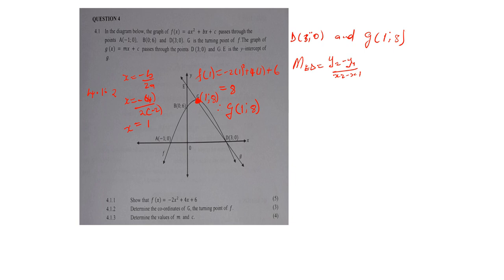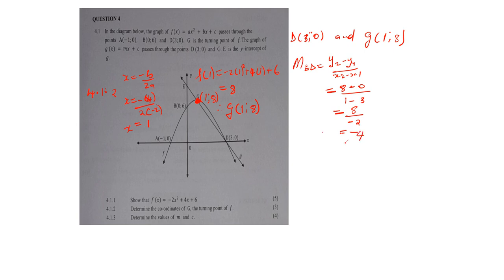So we will have the value of y2, the choice is yours. Let's just use 8 minus 0 divided by 1 minus 3, which will give us 8 divided by negative 2. Ultimately, when I quickly punch it into my calculator, I'm getting my answer to be negative 4.